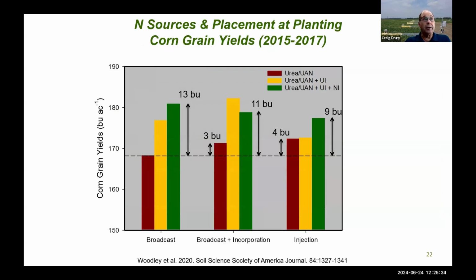And if we look at our yields, going from broadcast, the first red bar, to broadcast incorporated, the second red bar, we have a 3% bushel increase, and 4% with the third red bar with injection. But when we start adding inhibitors, we see about a 9 to 13 bushel increase over this 3-year period.